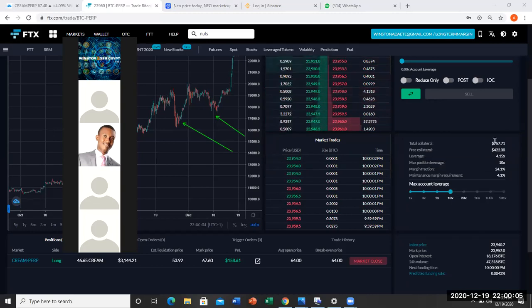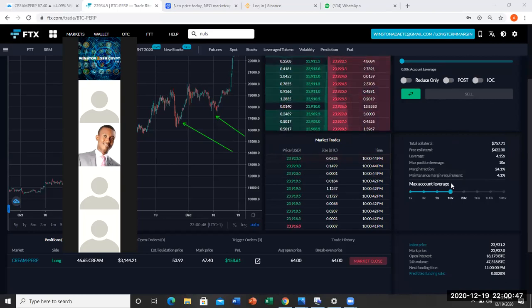Now, if you had $1,000 as your total collateral and you took a position with $500, your free collateral will be how much? $500. But as the position goes against you, they will keep deducting from your free collateral until it gets to zero. That means the price will keep going down until it gets to your estimated liquidation price. If the price of cream were to fall to 53.92, it means I would liquidate. What I mean by liquidate is that I would lose all of the money in this account.